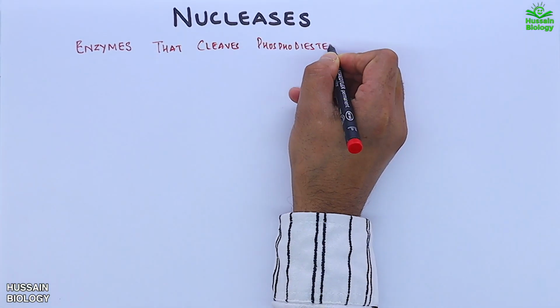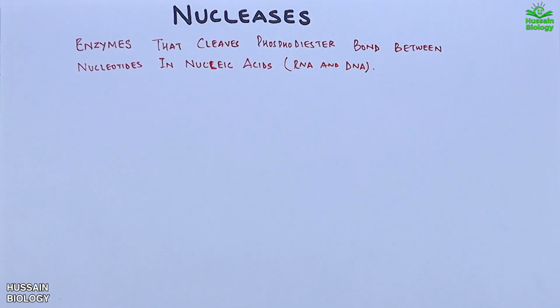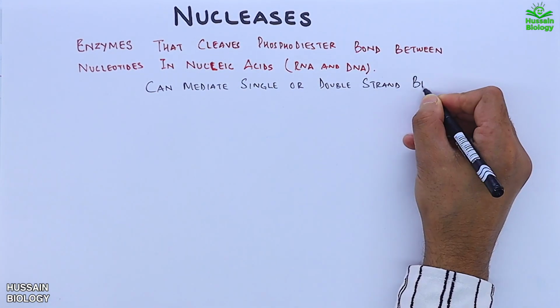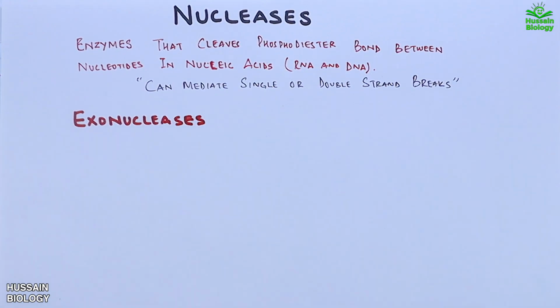In this video, we'll be discussing nucleases. These are the enzymes that cleave phosphodiester bonds between nucleotides in nucleic acids. And these nucleases can mediate single as well as double strand breaks. Here we have the two important types of nucleases. One is the exonucleases and the other one is the endonucleases.